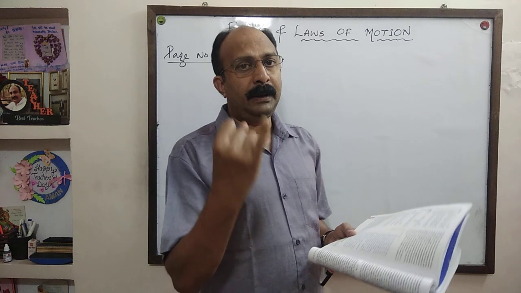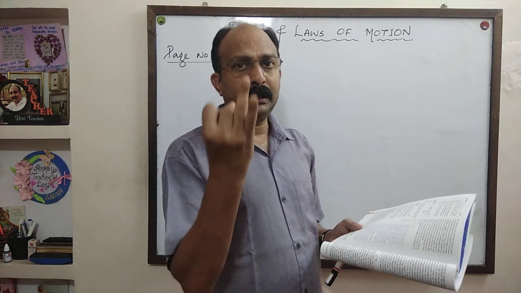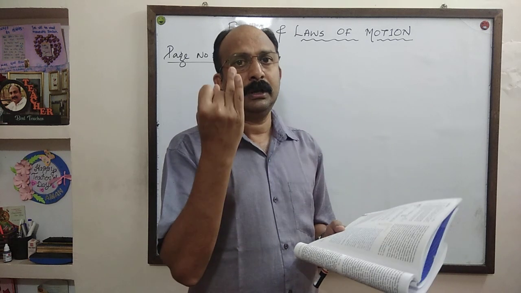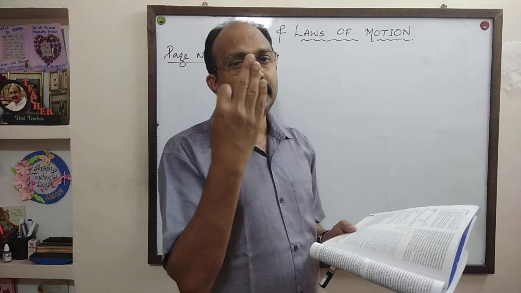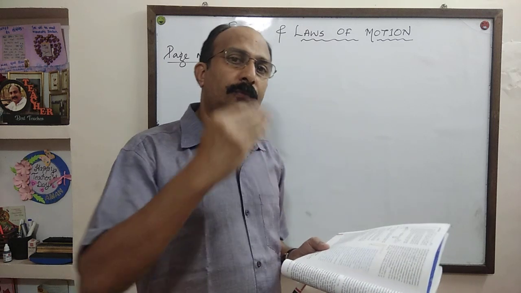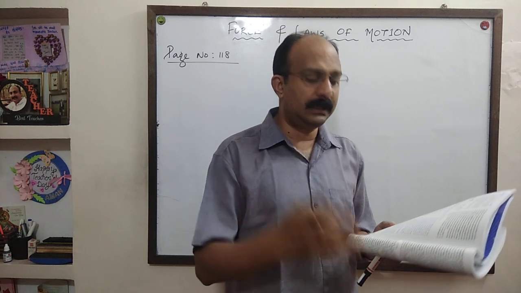Number 1, player 1 is kicking to player 2. Player 2 is kicking to goal post. Goalkeeper is collecting the ball. Velocity has become 0. Then he is kicking the ball to one of his team members. So 4 times the velocity of the ball is changing.